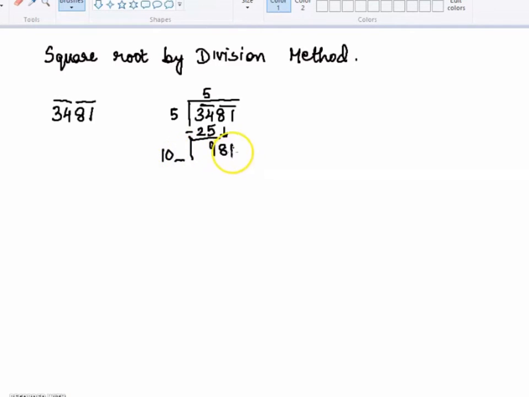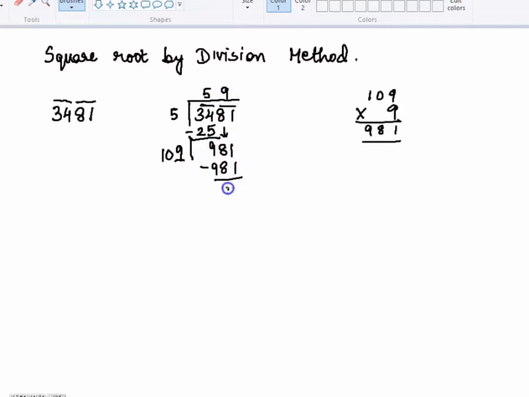Now assuming that if it were a perfect square, then I can try with 1, because 1 into 1 will give me the ending digit as 1, or I can try with 9. Now 101 into 1 is 101 only, so that is not possible. So let me try with 9. If I multiply 109 by 9, then I will get 981. So the digit to be filled here should be 9. 109 multiplied by 9 is 981.